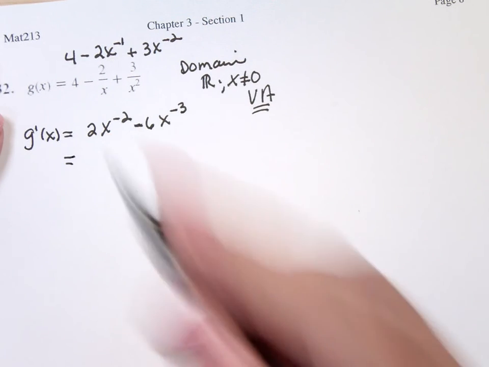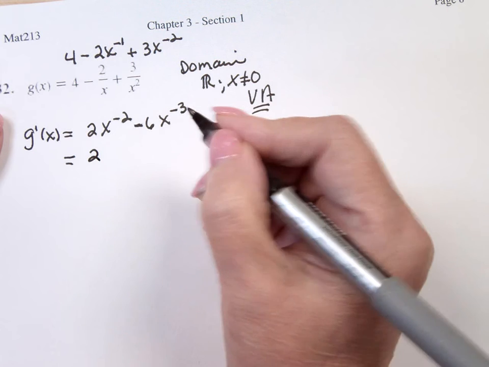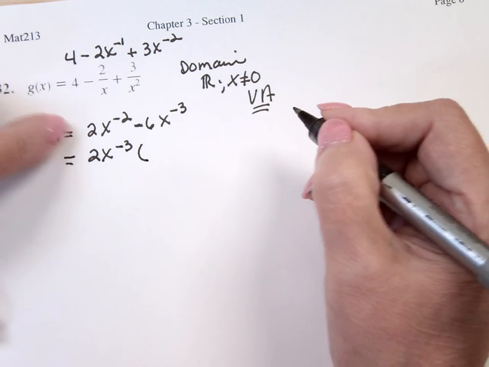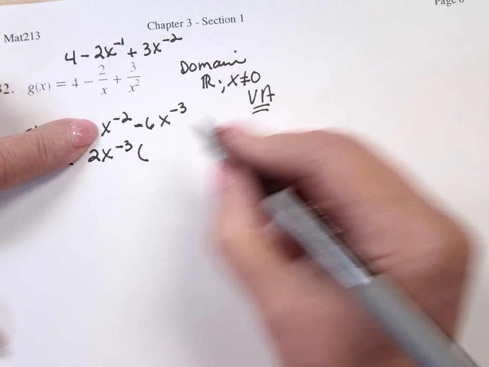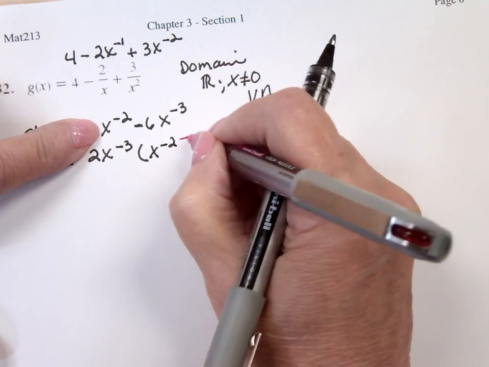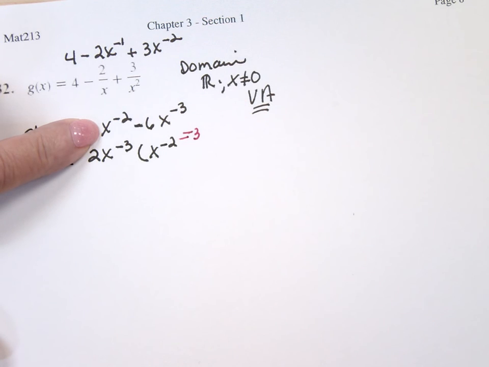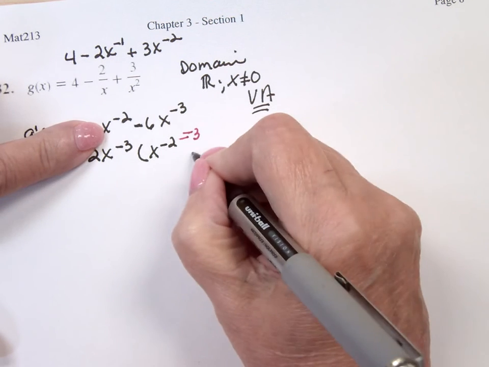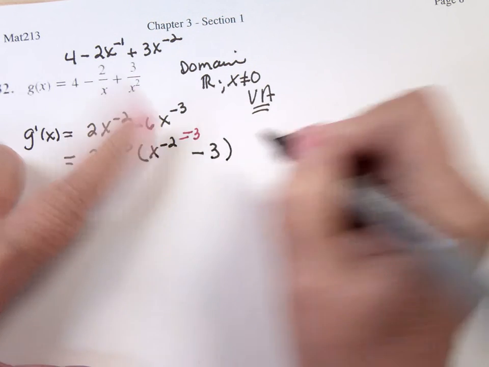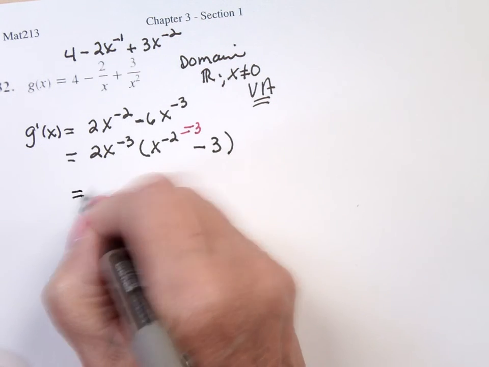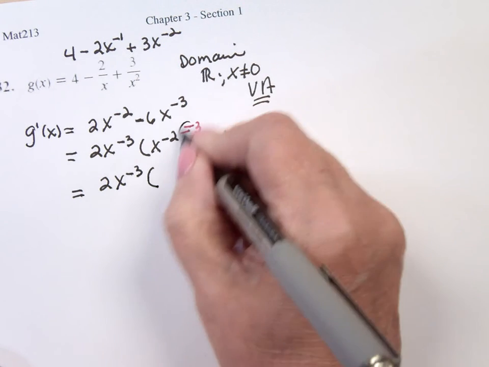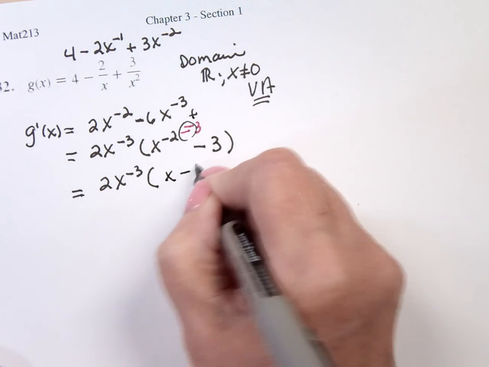Simplify this. I have a greatest common factor of 2 and an x to the minus 3. I'm taking the 2 from an x to the minus 2. I'm removing a minus 3. Minus, I'm taking a 2, and I'm taking the x to the minus 3. So this is 2x to the minus 3 times, that turns into a plus, x minus 3.